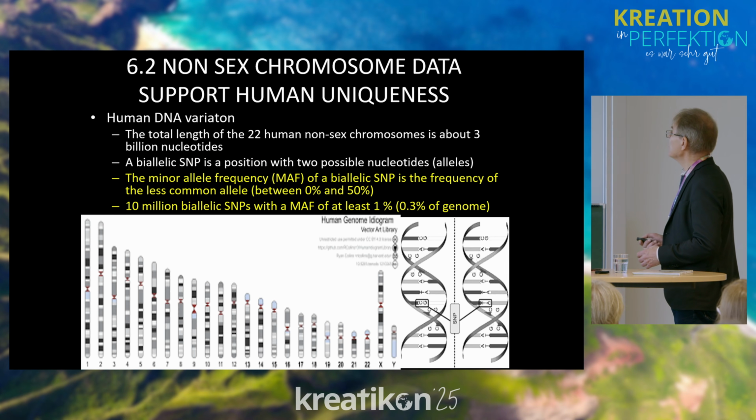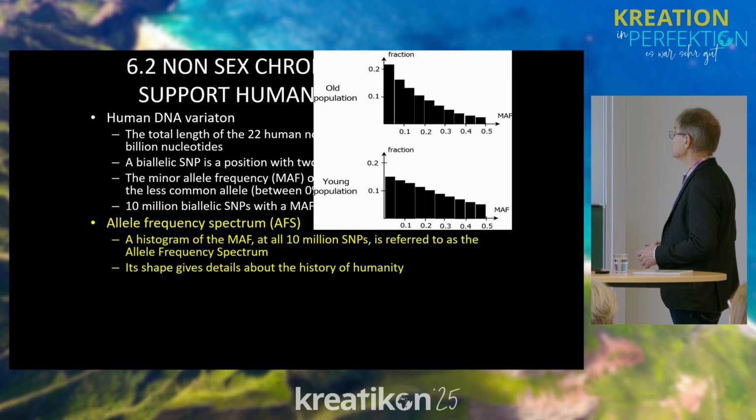And then the minor allele frequency of a biallelic SNP is the frequency of the less common allele. So if C occurs in 40% of all humans at this position and T in 60%, then the minor allele frequency is 40%. So generally it's between 0 and 50%. And there are about 10 million SNPs with a minor allele frequency of at least 1%. And that's 0.3% of the genome.